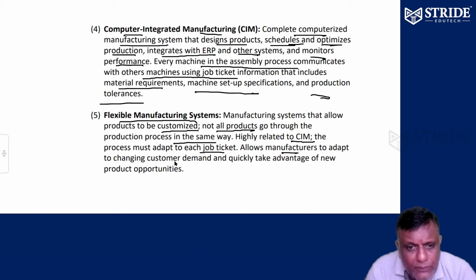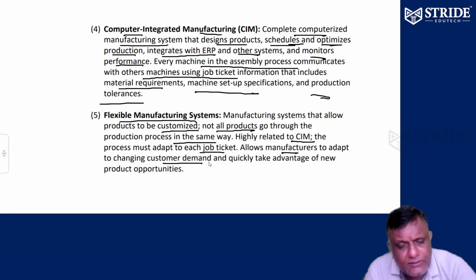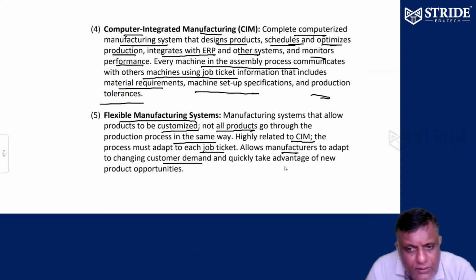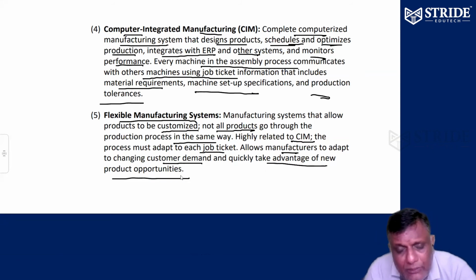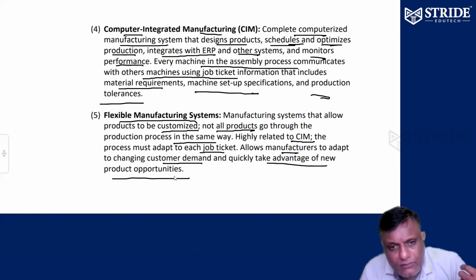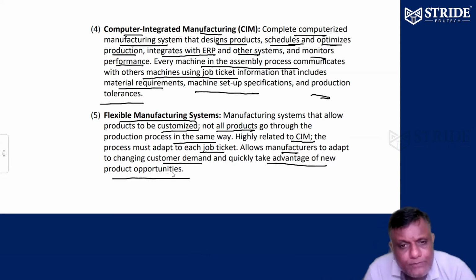It allows the manufacturer to adapt whenever the demand changes. Customer requirement changes, the manufacturing method will change. Whenever a new opportunity is available for the product, take the order. New order, customized nature, no problem. Volume is higher, take the order and do the work. The flexible manufacturing system is also there.